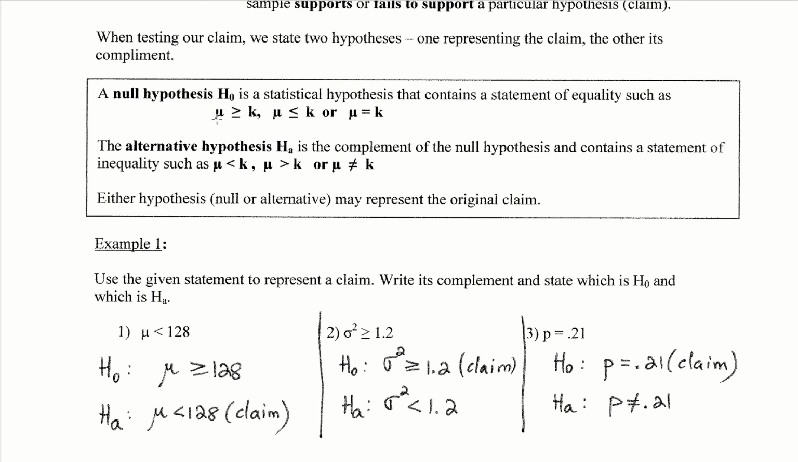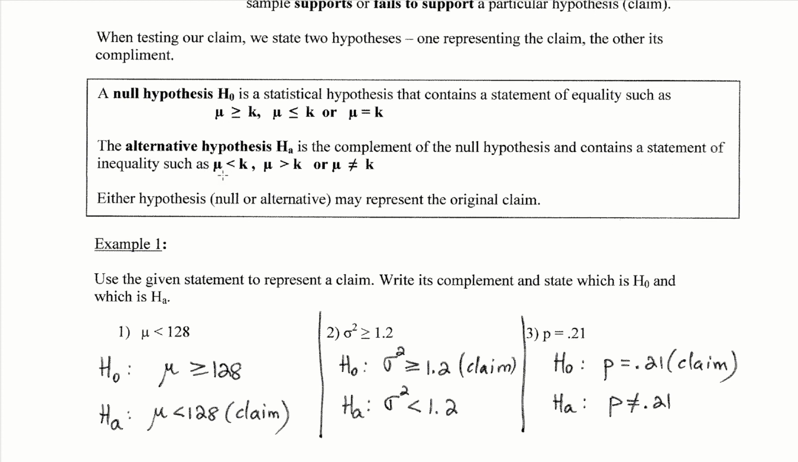The possibilities are that the mean is greater than or equal to a value, the mean is less than or equal to a value, or perhaps that the mean is exactly equal to a value. So these are the three different forms that a null hypothesis can take on. Corresponding to each case for the null hypothesis, we have what's referred to as the alternative hypothesis. This is also sometimes called the research hypothesis. This is the complement of the null hypothesis and contains a statement of inequality.